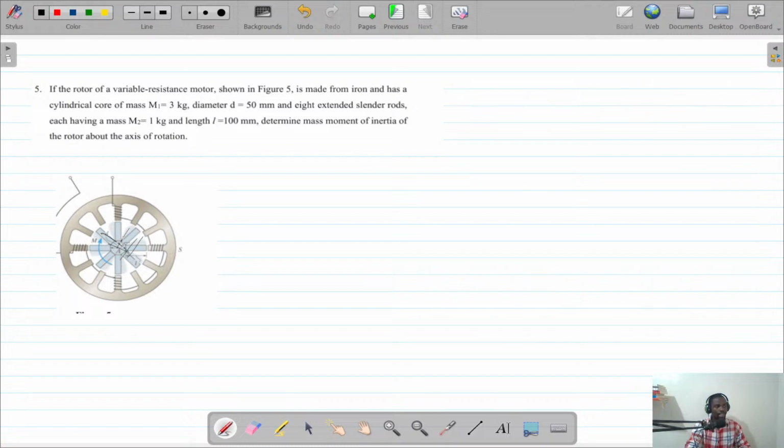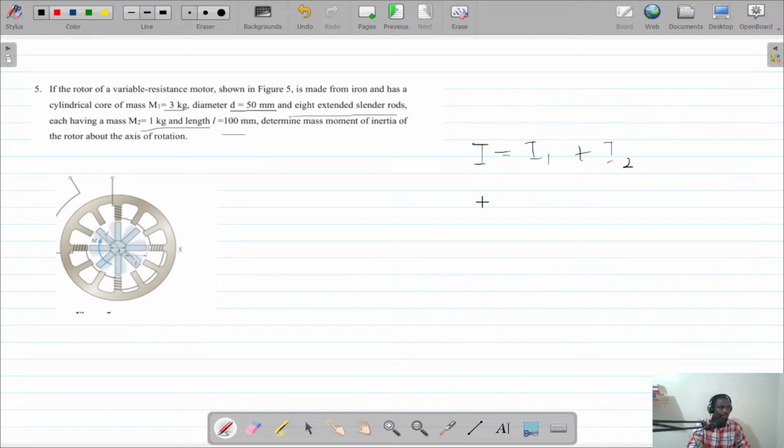So it has a cylindrical core, which is this one, and the mass is 3 kilogram and has a diameter of 50 millimeters, and has 8 extended cylinder rods having this mass and then this. Determine the moment of inertia of the rotor about the axis of rotation. So this is just like what we did earlier, right? The same thing. So I will be equal to I1 plus I2.